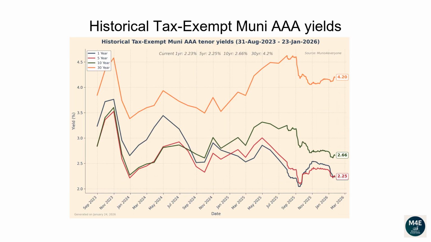This line plot and the next plot show how each tenor of the Muni yield curve has changed over time. From the 31st of August 2023 to the 23rd of January 2026, the 1-year yield has dropped from 3.24 to 2.23. The 5-year yield has dropped from 2.85 to 2.25. The 10-year yield has dropped from 2.84 to 2.66. The 30-year yield has increased from 3.85 to 4.2.